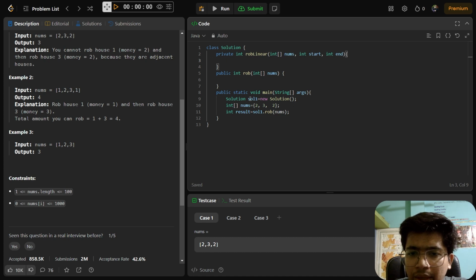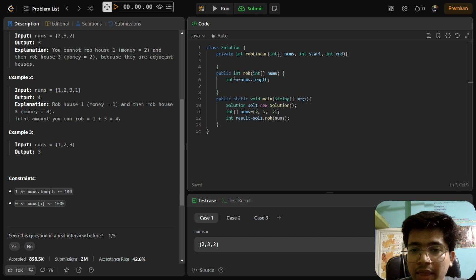So this is the basic where we have created the first solution object, and this is the array declaration, and then we have called this rob function, that is, we have passed the entire value in rob. First we'll be starting the rob function by calculating the length of the array, integer n equals nums.length. This is an array, so the length property is utilized, and this is important because it will tell us the number of houses.